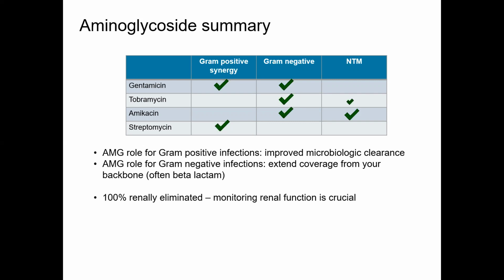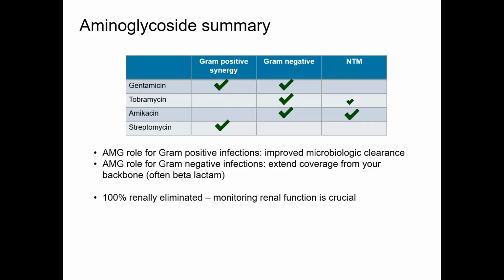Non-tuberculosis mycobacterium infections are increasing in prevalence. You may start to see this a little bit more in your practice. And it tends to be that amikacin is the preferred aminoglycoside in those situations, although there are some infections where tobramycin may be recommended, which is why there's that little mini check mark in that column.